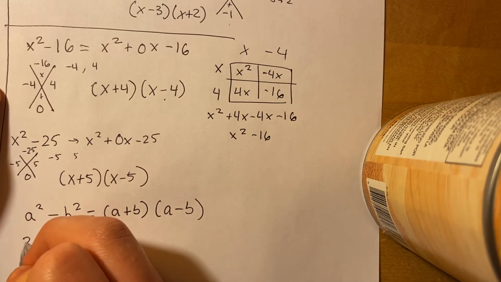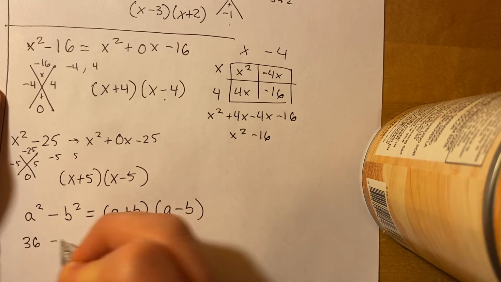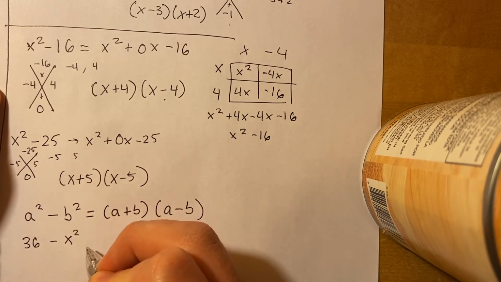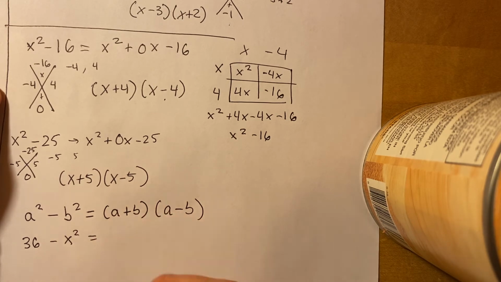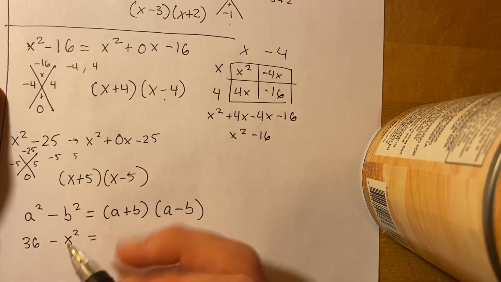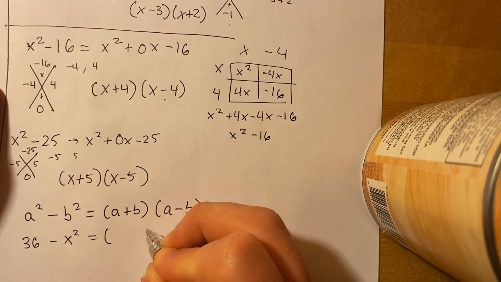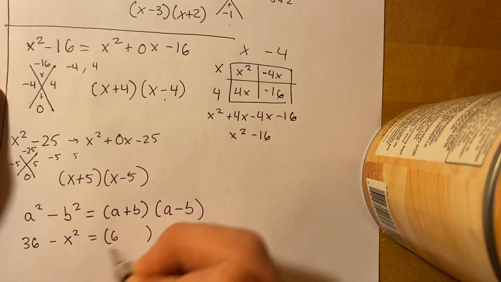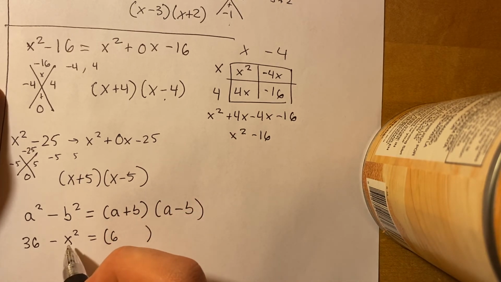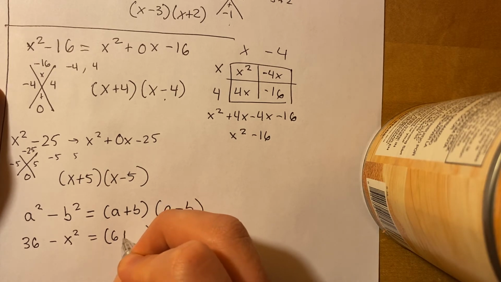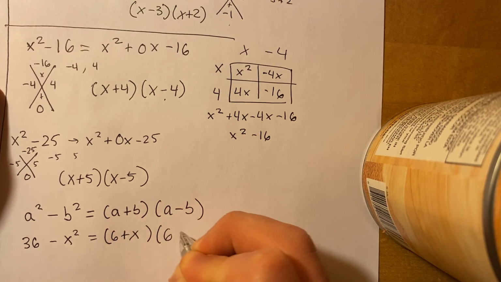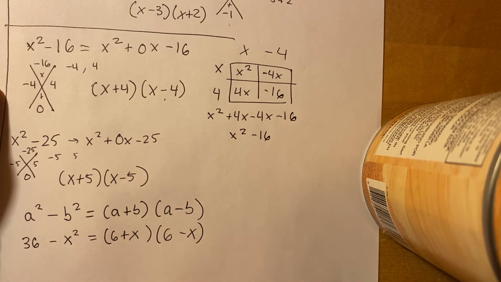We'll have 36 be a squared, and then x squared be b squared. Following this formula, I know that 36 is 6 times 6, right? So I know that my a is going to be 6, and then the b is going to be x, right? So this would be 6 plus x, 6 minus x. Not too bad. And then we can take it even further.